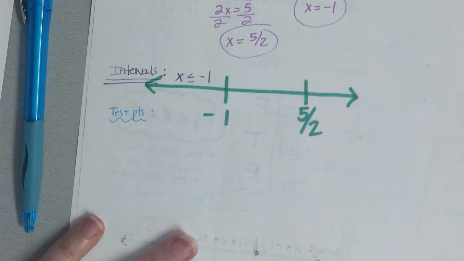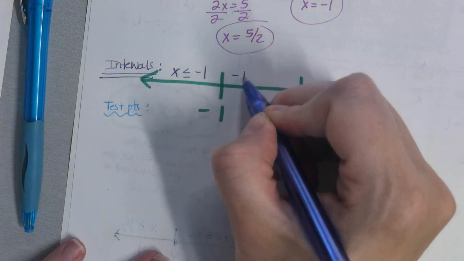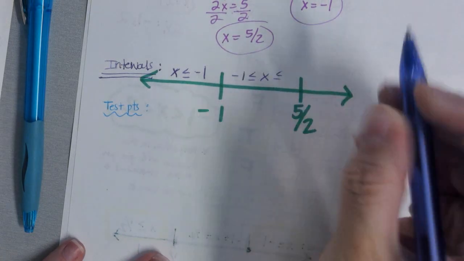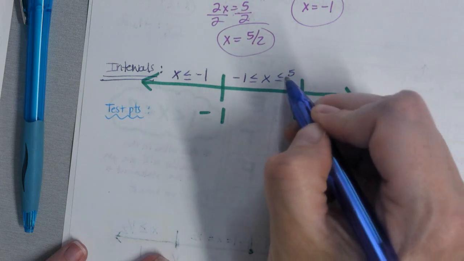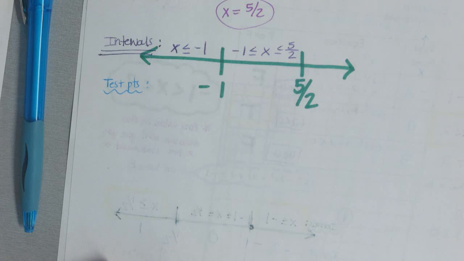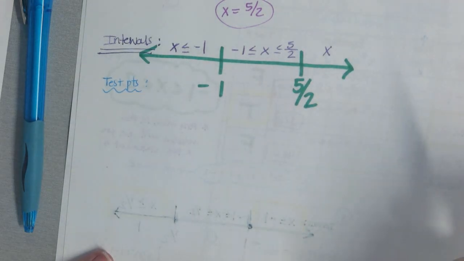Okay, and then Brianna, what's my second interval? -1 is less than or equal to x, which is less than or equal to 5. Yeah, good. And then Sam, what's my last one? No, you're right, x is.